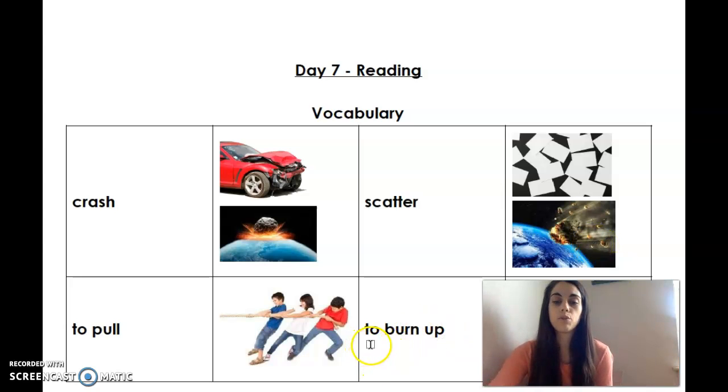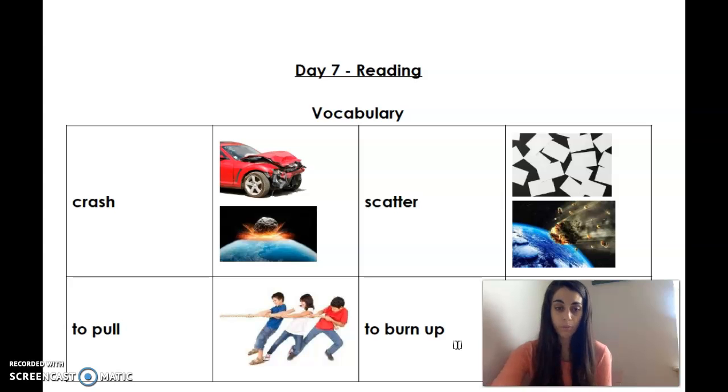Our last word is to burn up. This is when a fire burns and then after there is no more. The wood is burning up. When the fire is finished, there will not be more wood. To burn up means quemar, hasta que no hay nada más.